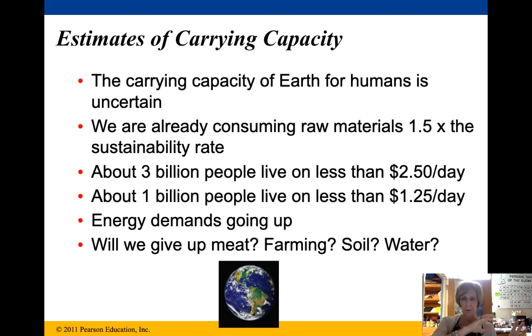Like when Dr. Rosling was talking about moving to the healthy and wealthy corner, that's going to mean that we need to produce more and more energy. How are we going to produce that? That's going to be key, right? And what are we willing to give up? What about meat? What about farming? What about soil and water?